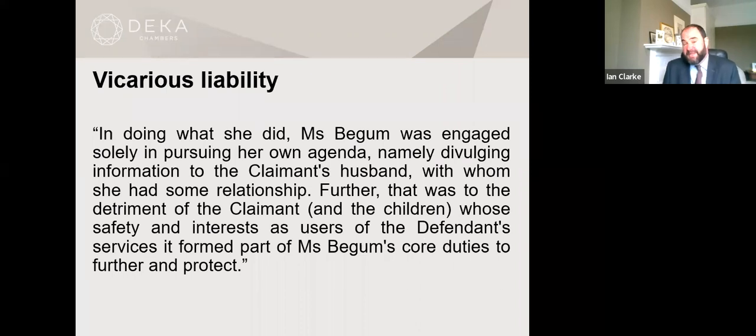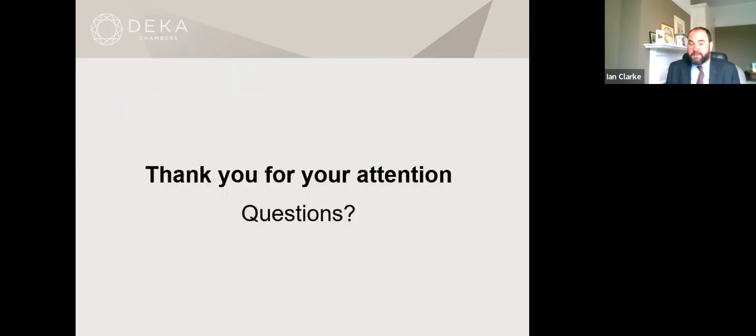In doing what she did, Ms. Begum was engaged solely in pursuing her own agenda, namely divulging information to the claimant's husband, with whom she had some relationship. Further, that was to the detriment of the claimant and the children, whose safety and interests as users of the defendant's services it formed part of Ms. Begum's core duties to further and to protect. So, case dismissed. The local authority not responsible for the actions of Ms. Begum. Again, another good result for the defendants.